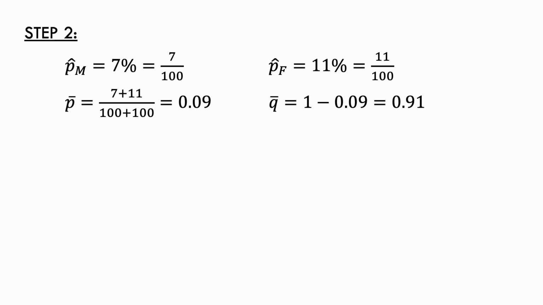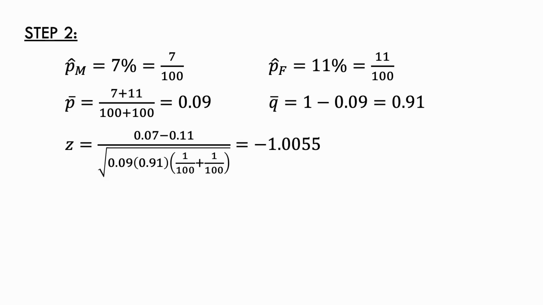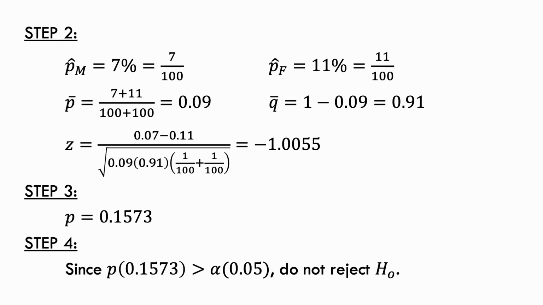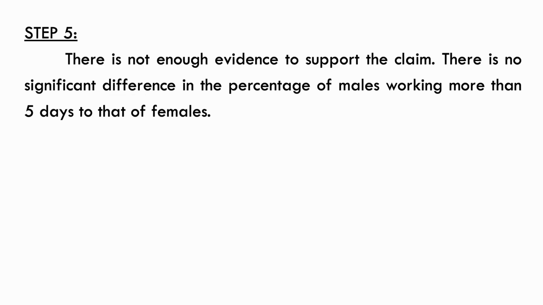Since alam na natin yung p bar and q bar, we can now proceed to find our z statistic. So z gives us a negative 1.0055 with a p-value of 0.1573. Since p is greater than alpha, we do not reject the null hypothesis. We therefore conclude that there is not enough evidence to support the claim. There is no significant difference in the percentage of males working more than 5 days to that of females.